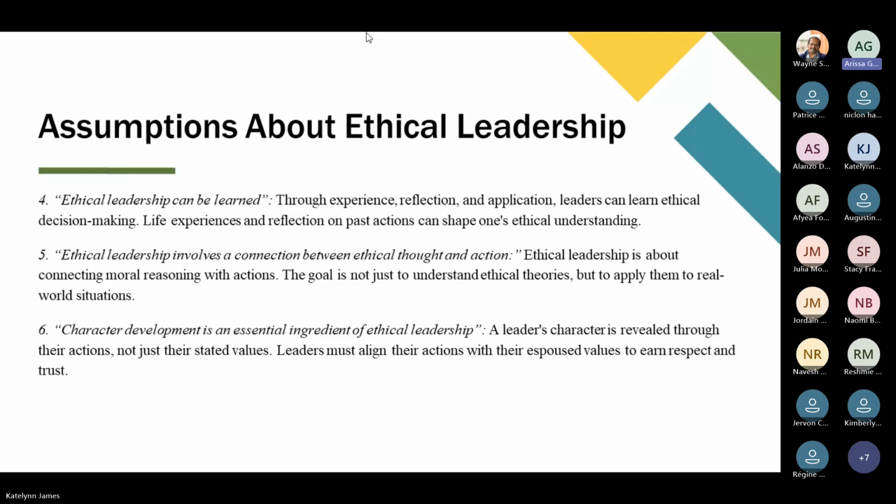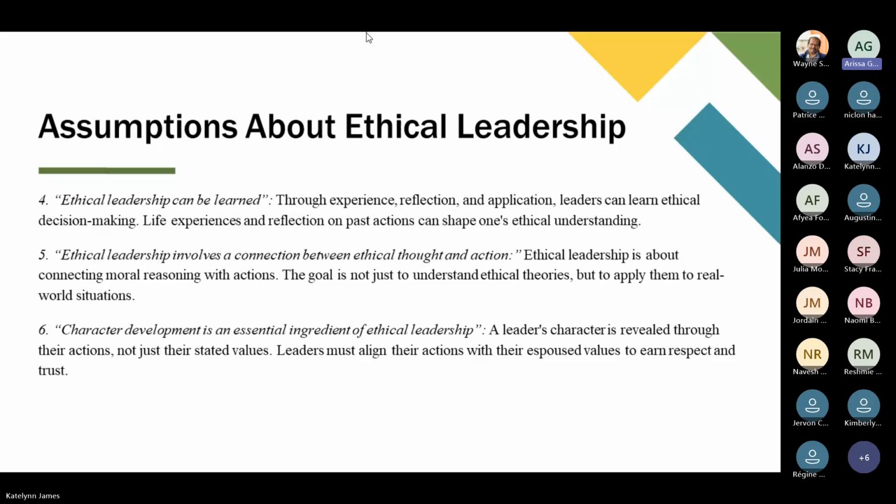4. Ethical leadership can be learned. Through experience, reflection, and application, leaders can learn ethical decision making. Life experiences and reflection on past actions can shape one's ethical understanding. 5. Ethical leadership involves a connection between ethical thought and action. Ethical leadership is about connecting moral reasoning with action. The goal is not just to understand ethical theories, but to apply them to real-world situations.